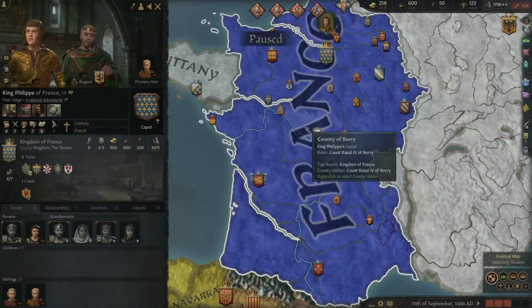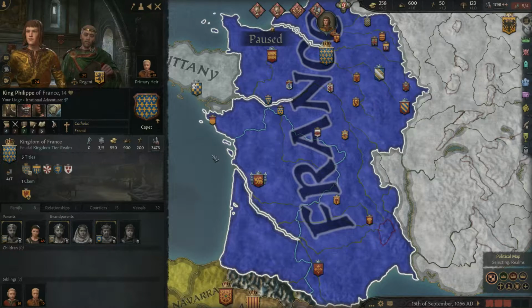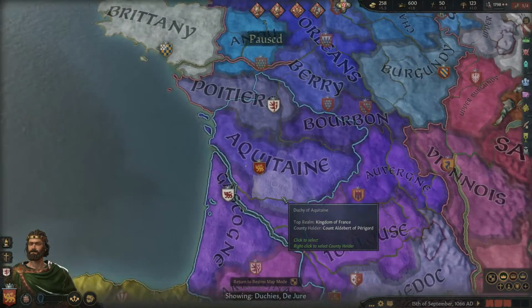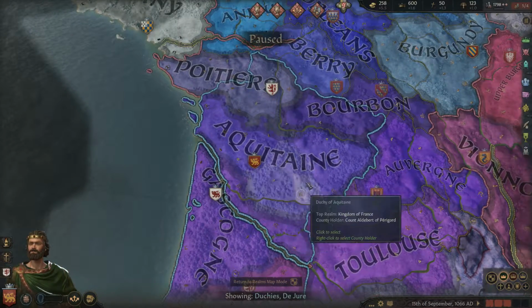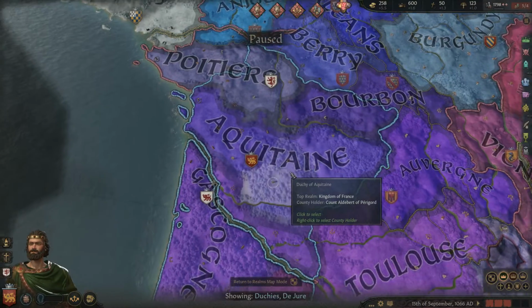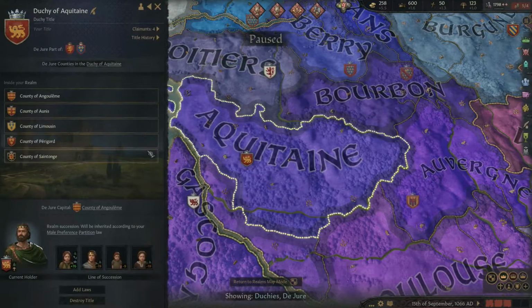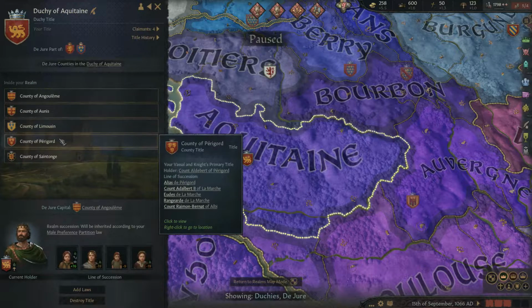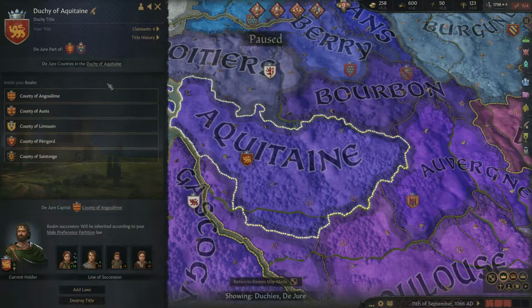This is a feudal society that we are playing within, so that is how it works, really. And you can see on the map mode the titles and the de jure counties of each title. For example, Aquitaine, these are the de jure lands associated with it. We can see here the counties within my realm and the de jure counties of the Duchy of Aquitaine. So if we want to create the Duchy of Aquitaine, I would need to have a majority of these titles.